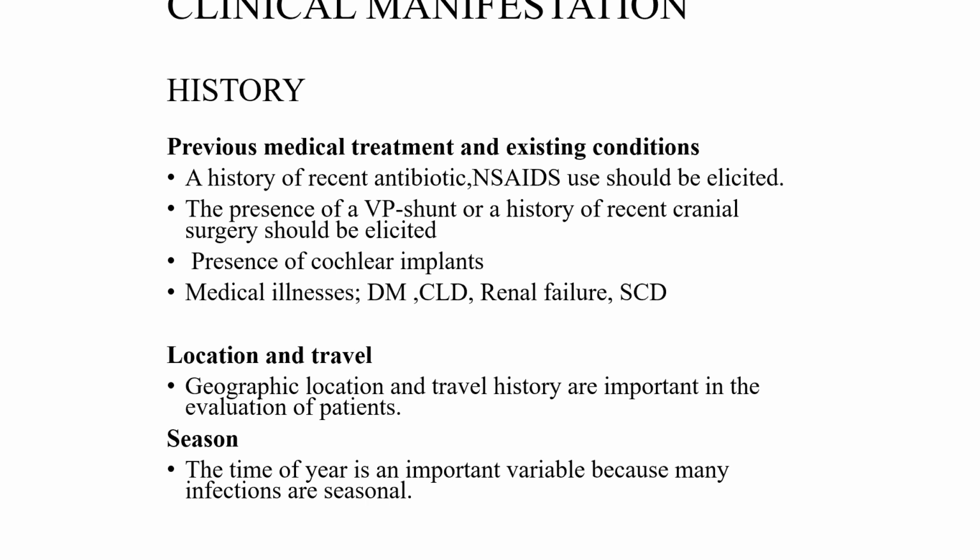The presence of ventriculoperitoneal shunts and a history of recent cranial surgery should also be elicited, as these are risk factors that can cause meningitis. Medical illnesses such as diabetes, chronic liver disease, and sickle cell disease should also be looked out for. Location and travel: the geographic location is also important, because an individual who has traveled to the meningitis belt or areas with recent epidemics should be looked out for. Then the season at which the patient presents matters too. In our part of the world, especially during the harmattan, the hot weather and dusty environments are factors that facilitate the spread of the causative agents.